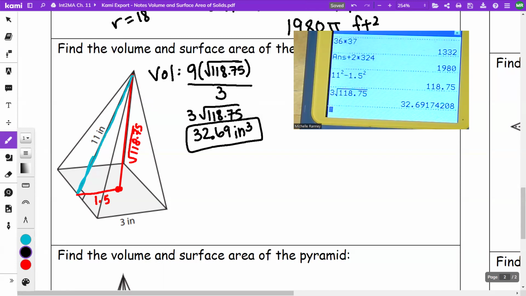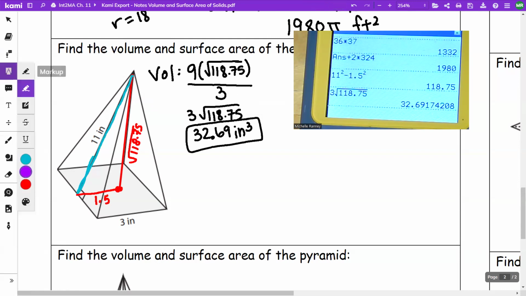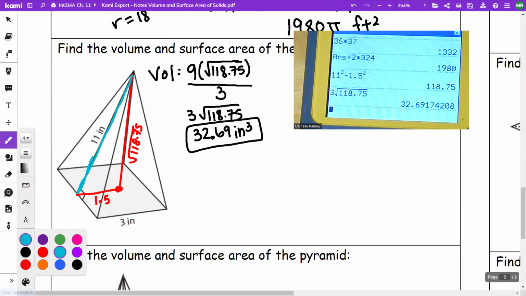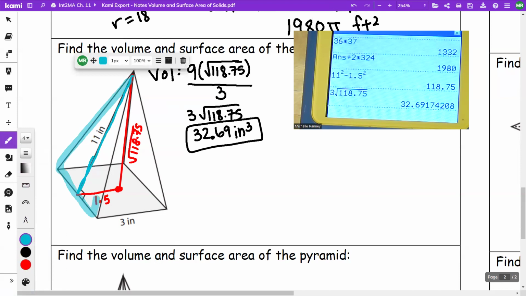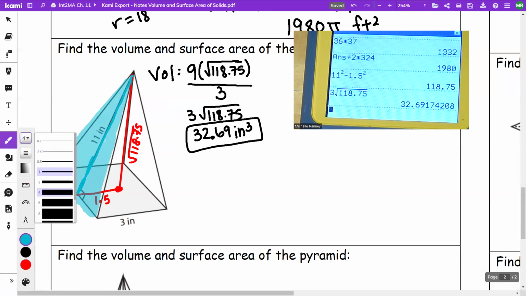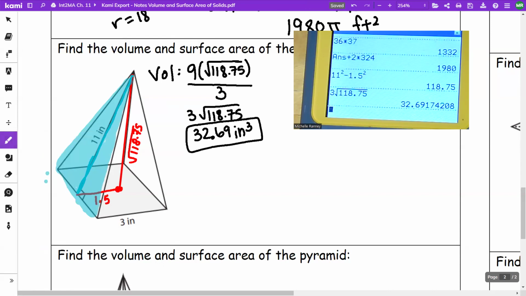Now, the next thing we need to find is the surface area. To find the surface area, I am going to need to find the area of this triangle. The area of that triangle is going to be nice because I actually have that 11 as the height of the triangle. That is our lateral height. So to find the area of that triangle, I'm going to take my base, which is 3, times my height, which is 11, and divide by 2.